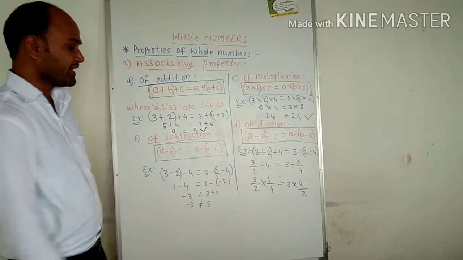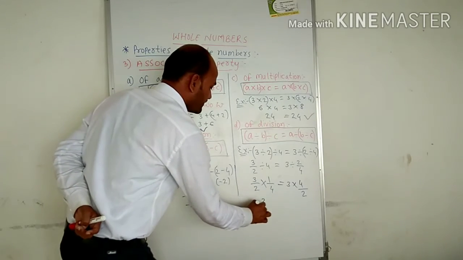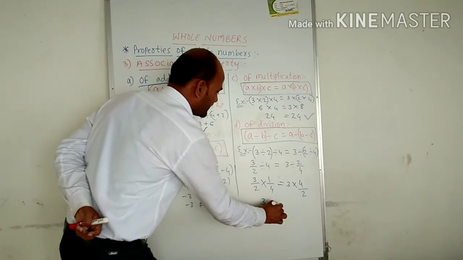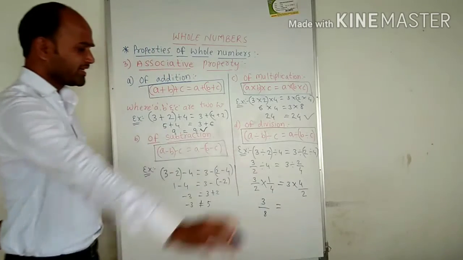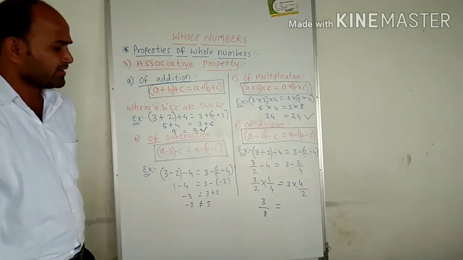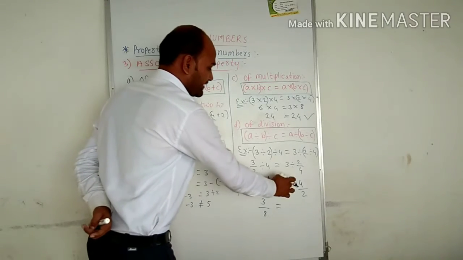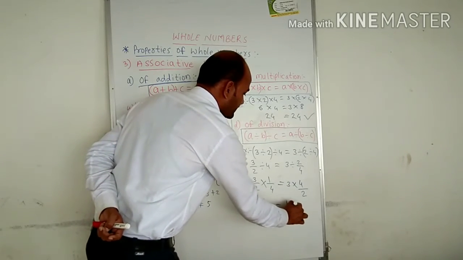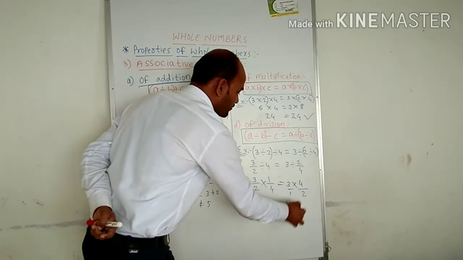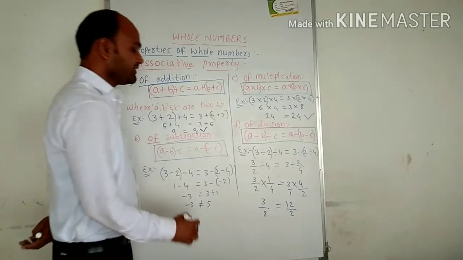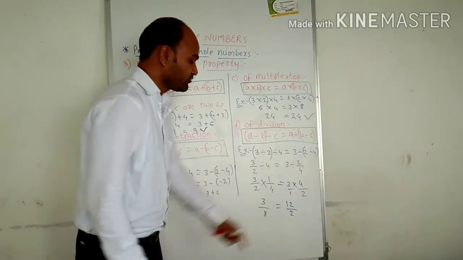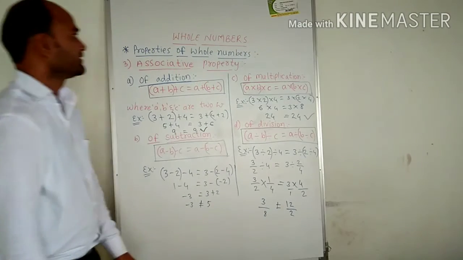Okay, so here 3 ones are 3, and 2 4s are 8. Directly we can multiply now, numerator with numerator and denominator with denominator. We will get 3 ones are 3, 2 4s are 8, 3 4s are 12, and here, sorry, mistake, 1, 2 ones are 2. It means here 3 upon 8 and 12 upon 2 are not equal, so this property is not satisfied.